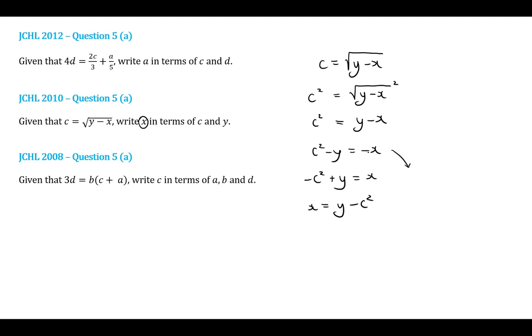So I have a minus x on the right, so I'm going to add an x to both sides. So that gets rid of it from the right hand side and we get it on the left hand side. And then I'm going to subtract a c squared and add a y to both sides. So I have y minus c squared.